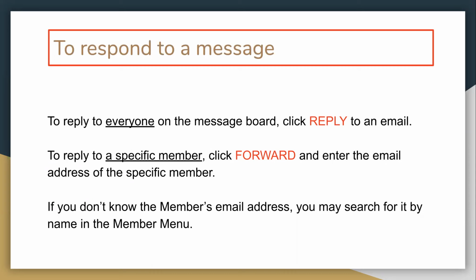Then to reply to a specific member, you need to take your message and click forward instead of reply. Click the forward button and then enter the email address of the specific member or members. And you're saying, well, how do I know the address? If you don't know the member's email address already, you may search for it by name in the member menu. Let's take a look how to do that.